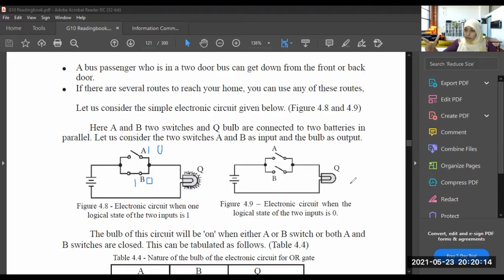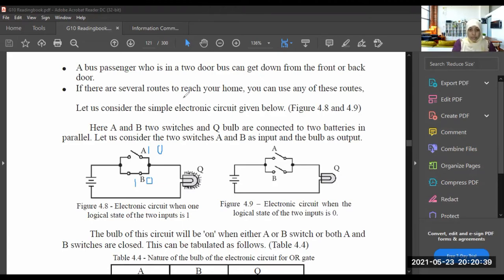All the inputs are 1, the bulb will work. 5 inputs are 1 and 5 inputs are 0, the bulb will work also. The thing is here, one switch is enough to switch on the light. Understood? But if all the switches are off, then the bulb will not work, right?